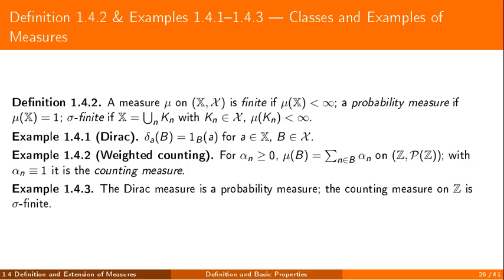Measures come in a few standard sizes: finite, the special case of total mass 1, which is a probability measure, and the more flexible sigma-finite, where the whole space is a countable union of finite measure pieces. Sigma-finiteness is the one to keep in mind, because it is exactly the condition that will guarantee uniqueness in a moment. The slide gives the canonical examples: the Dirac measure, a unit mass sitting at a single point, and the counting measure, which simply counts elements.